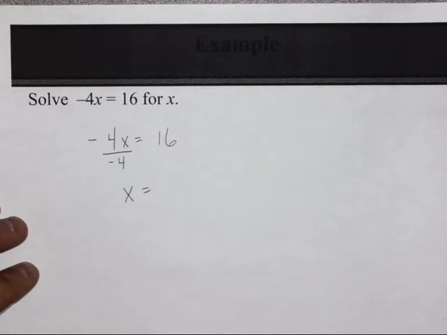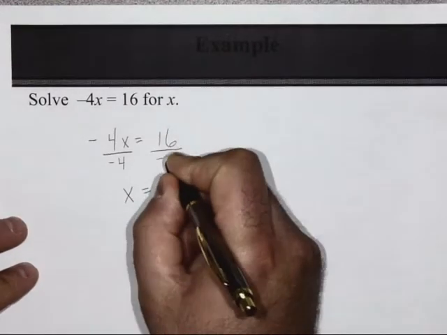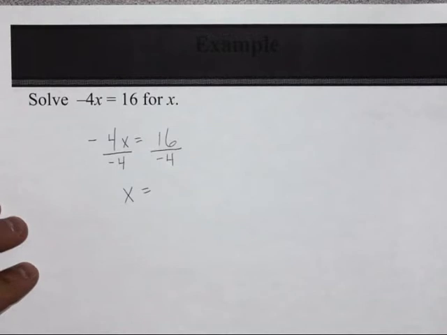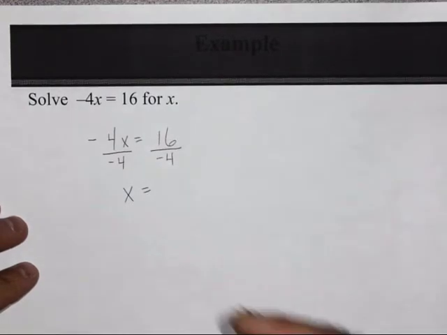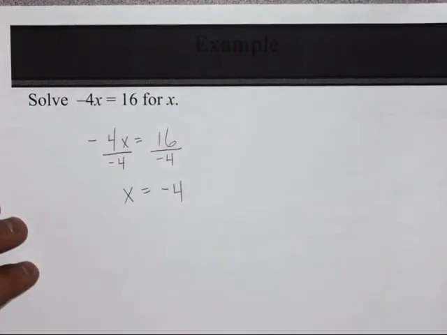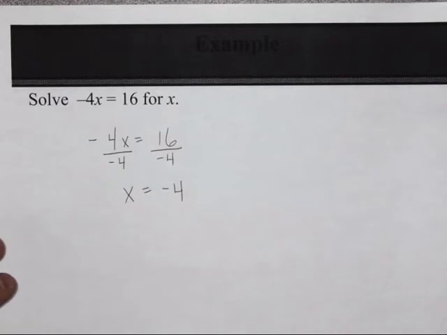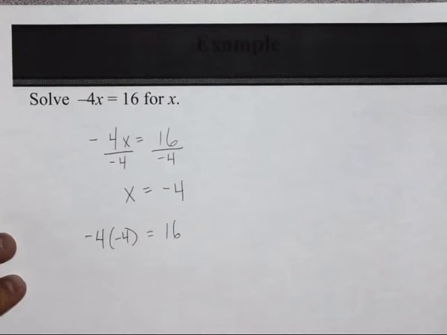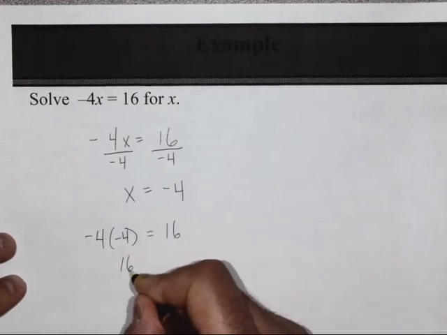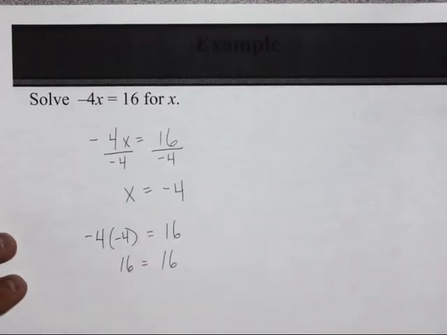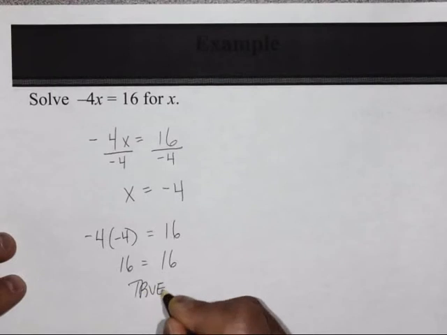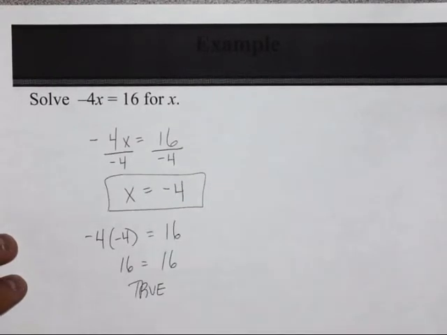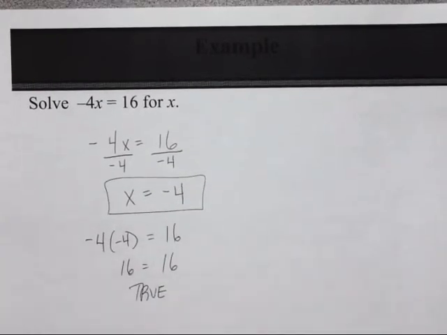Using the multiplication property of equality, whatever I do to one side of the equation, I have to do to the other side, to keep it balanced. 16 divided by negative 4 gives me negative 4. Then once again, we can check that solution. Plug a negative 4 in for x. Negative 4 times negative 4 is a positive 16. 16 equals 16. That is a true statement. Therefore, we would have the correct solution.